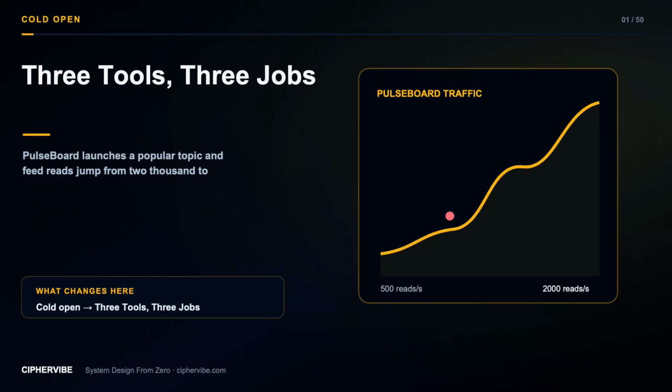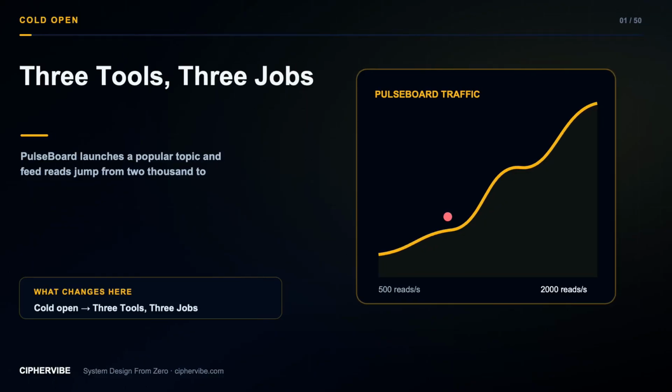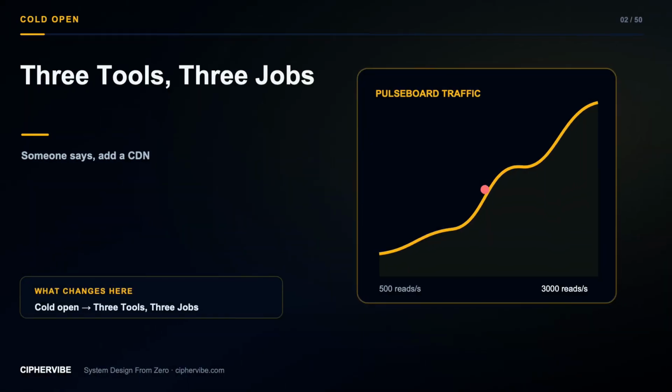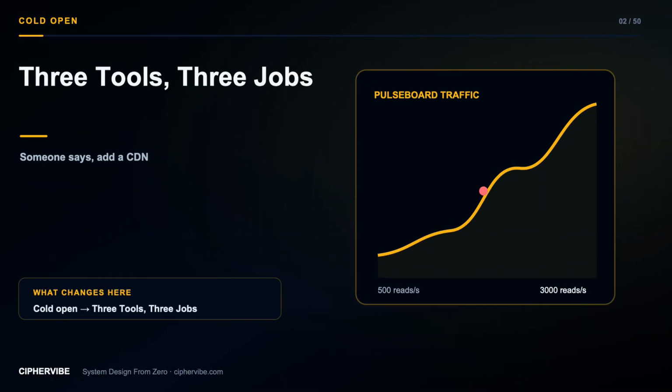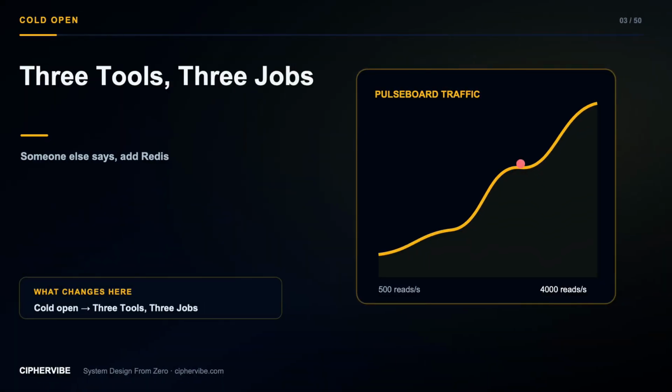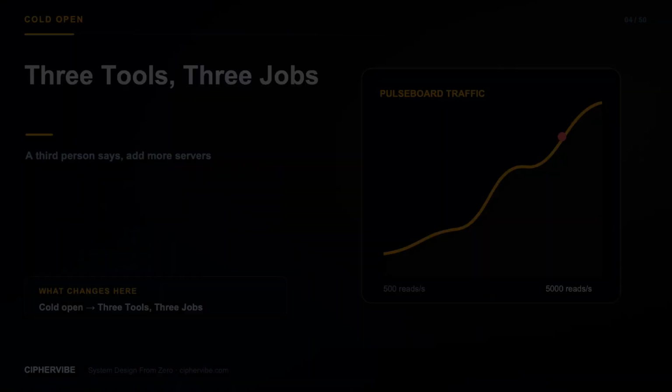PulseBoard launches a popular topic and feed reads jump from 2,000 to 20,000 each second. Someone says, add a CDN. Someone else says, add Redis. A third person says, add more servers. All three may eventually help, but they answer different questions.